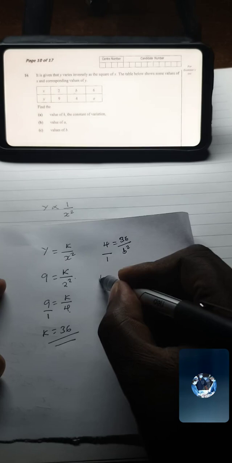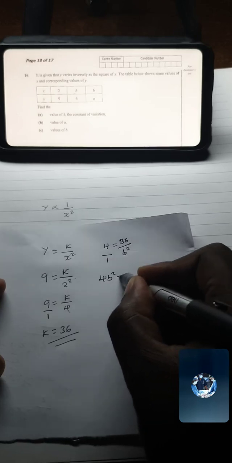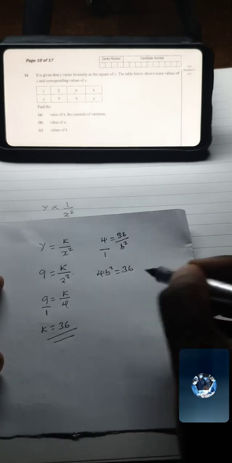4 times b squared is 4b squared. 1 times 36 is 36.